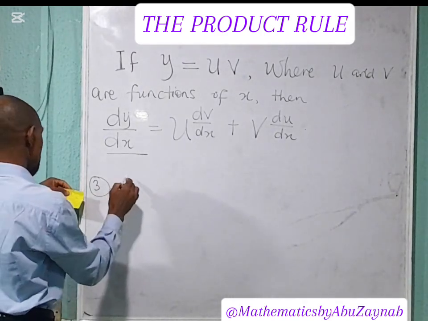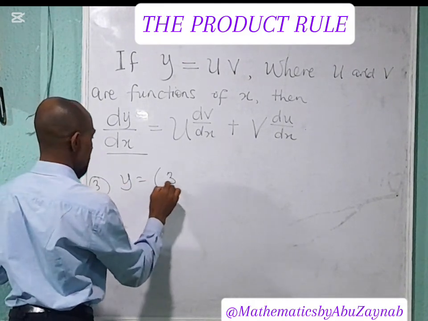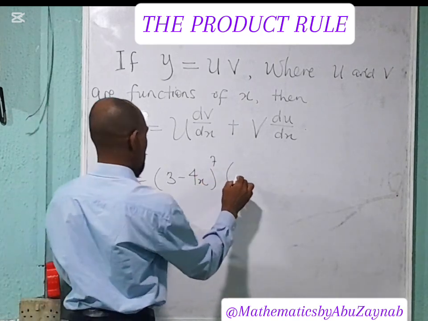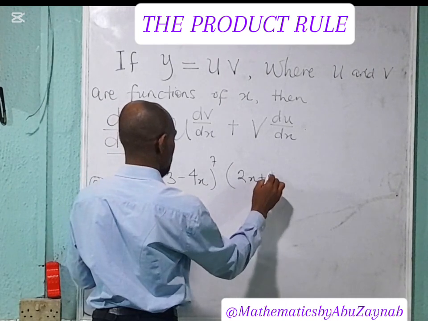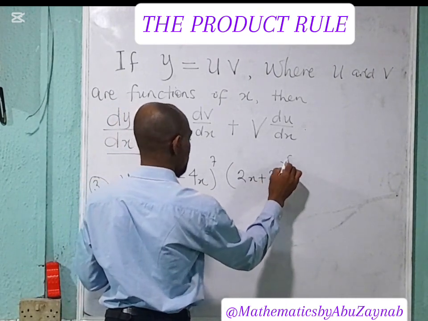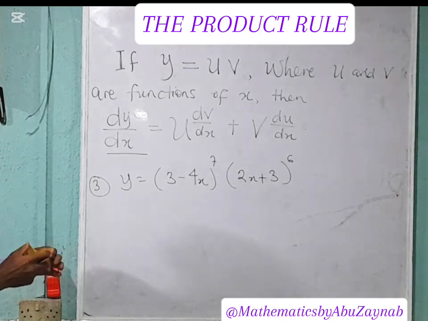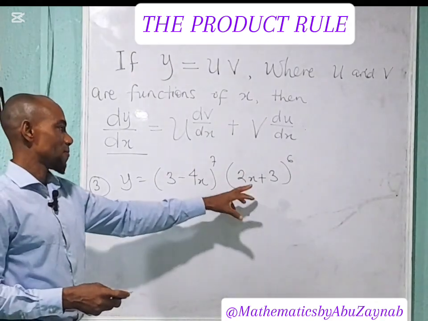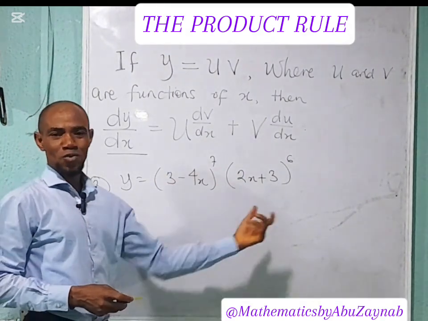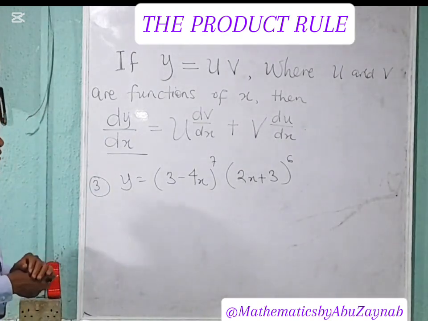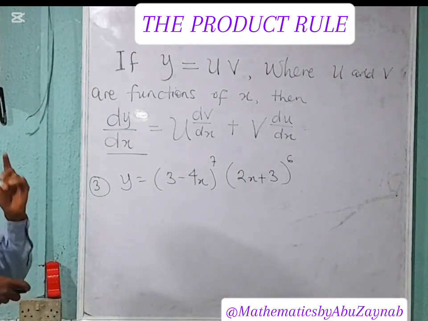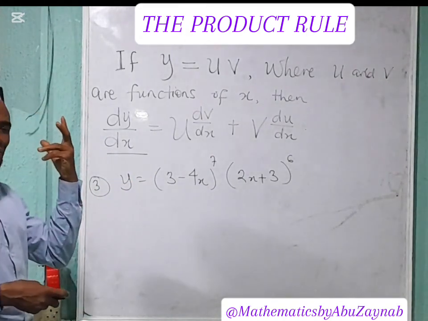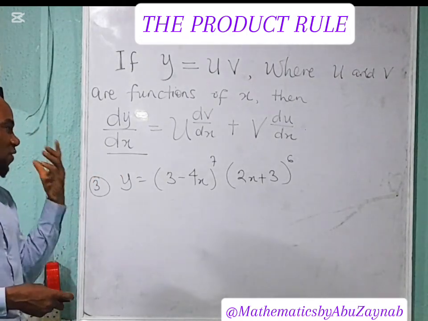We have y is equal to 3 minus 4x to the power of 7, then 2x plus 3 to the power of 6. Okay, fantastic. This on its own is a function of function because of the power. And now we are having a product of it. So let's see how to merge function of function and product rule. We are going to have in handy, from the last video, the concept of differentiating function of function using the multiple choice or objective exam approach.